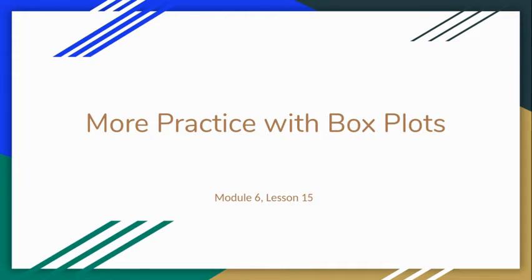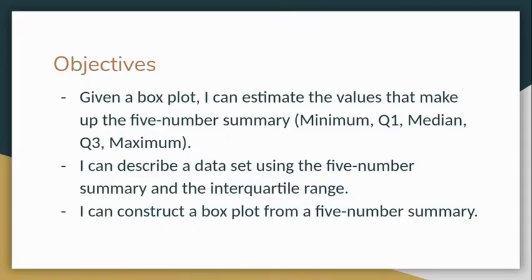Today we're going to continue our work with box plots as a method of representing data. We have three objectives today. They are that given a box plot, we can estimate the values that make up the 5-number summary. We can describe a data set using the 5-number summary and the interquartile range, and that we can construct a box plot from a 5-number summary.